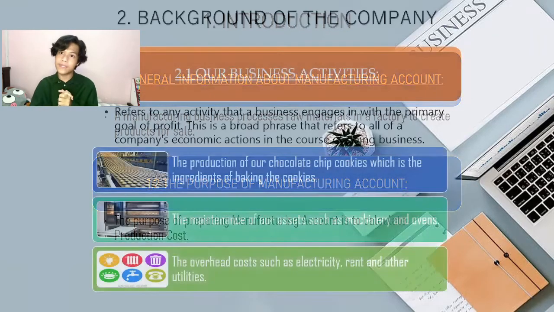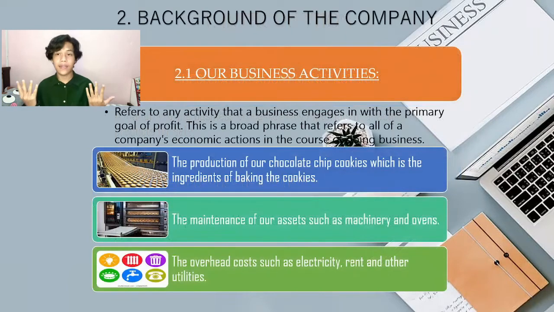I will start off with the business activities. What is business activities? Business activities refers to any activity that a business engages in with the primary goal of profit. This is a broad phrase that refers to all of the company's economic actions in the course of doing business. The business activities that our business SDM Cookies will handle is the production of our chocolate chip cookies, which is the ingredients of baking the cookies, the maintenance of our assets such as machinery and ovens, and lastly, the overhead costs such as electricity, rent, and other utilities.